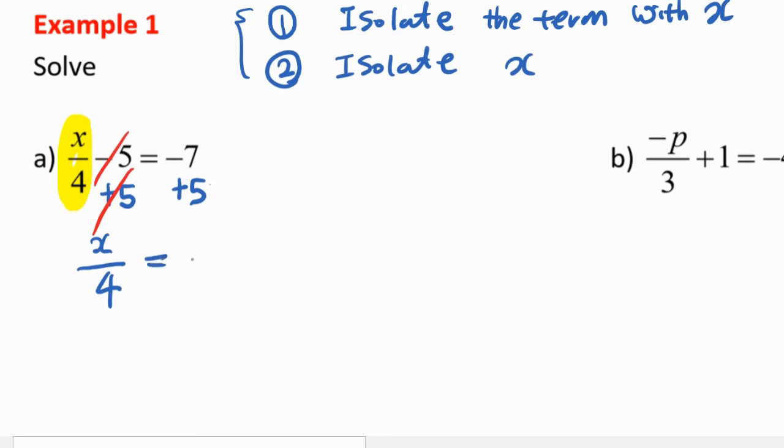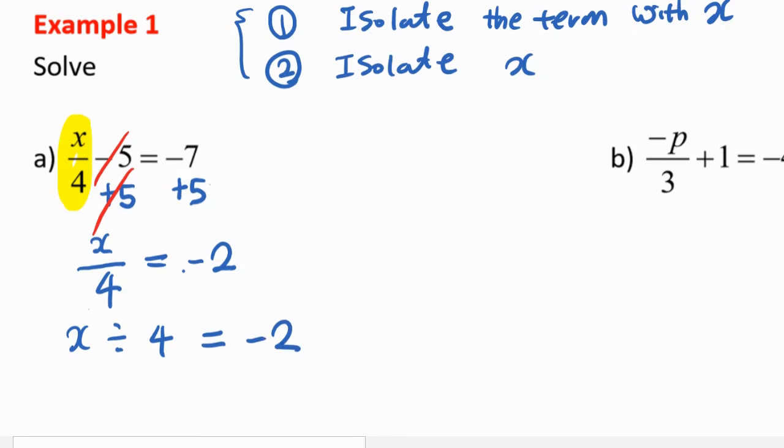Negative 7 plus 5 is negative 2. So step number 1 is done: x over 4 equals negative 2. Step number 2, what I'm going to do is isolate x. To isolate x, we have to do an opposite, inverse operation. So I have division. Everyone remember, this bar is a division bar. It's the same as division. So x over 4 is the same as x divided by 4 equals negative 2.